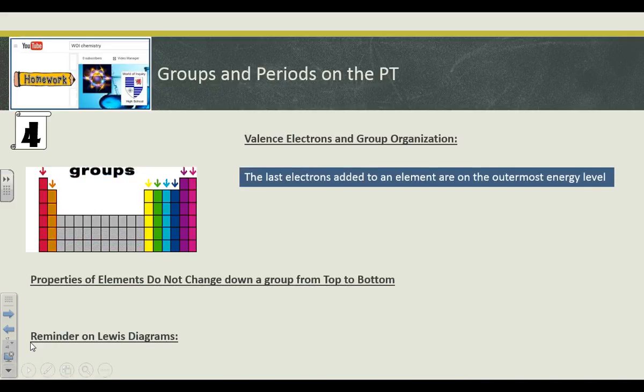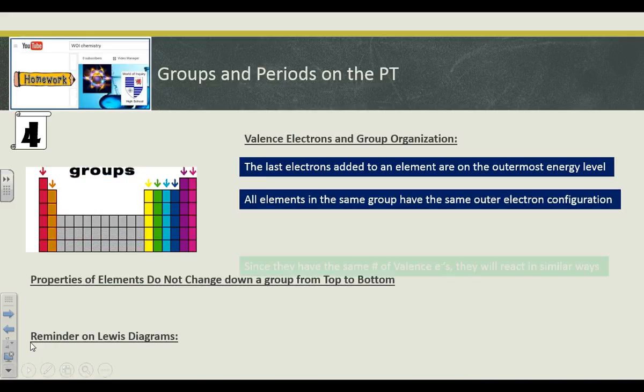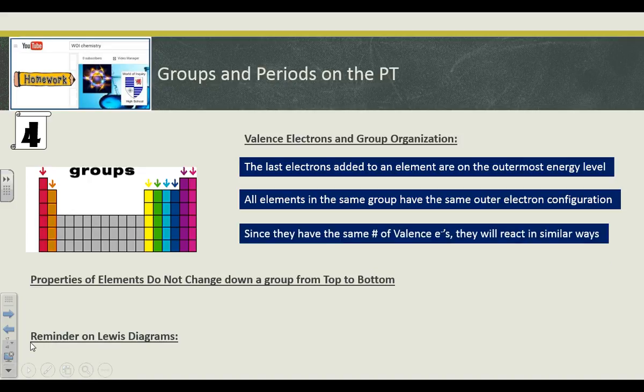Groups. As I go up and down, the last electron is added to the element on the outermost energy level. We call those valence electrons. As I go down the group, all the elements in that group have the same valence configuration, the same number of valence electrons. And because that is the case, they will react very similarly. Even if there's that extra energy level, it's only got one valence electron, or it only has two valence electrons, or they all have 7 valence electrons.